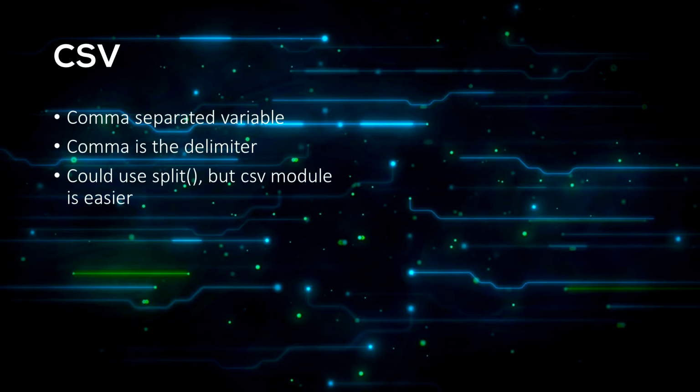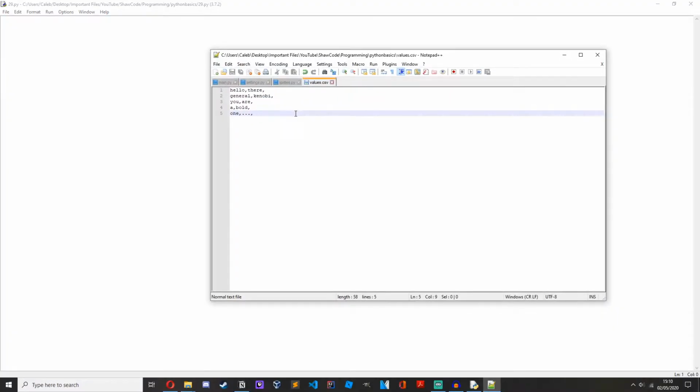In this video we will be opening files a slightly different way, and this way is a bit cleaner, and you can also open text files this way as well as CSV files. So I've just got a CSV file here, with some variables that have been separated by commas. The comma is what's known as a delimiter, and you don't have to use the comma as a delimiter, but it's just common practice to use commas. You could just use Python's split function, but the CSV module makes it a lot easier.